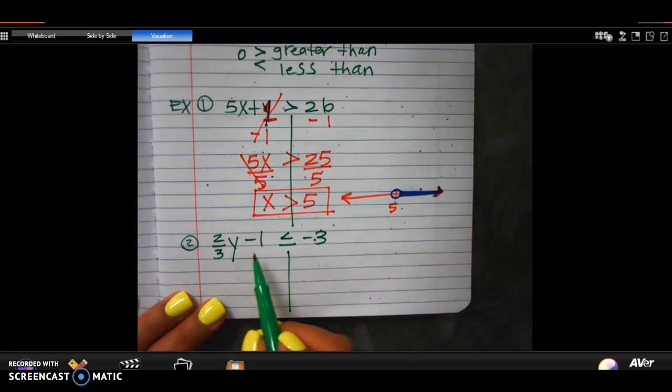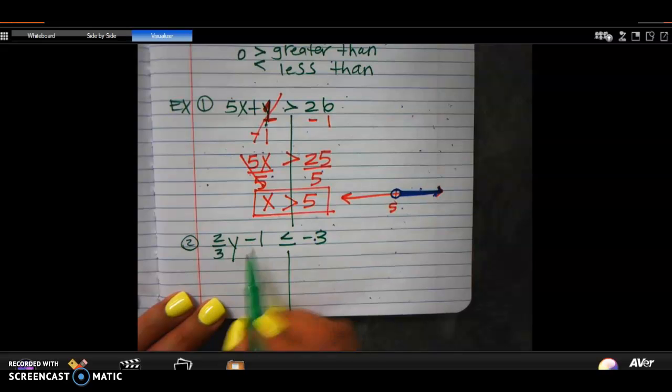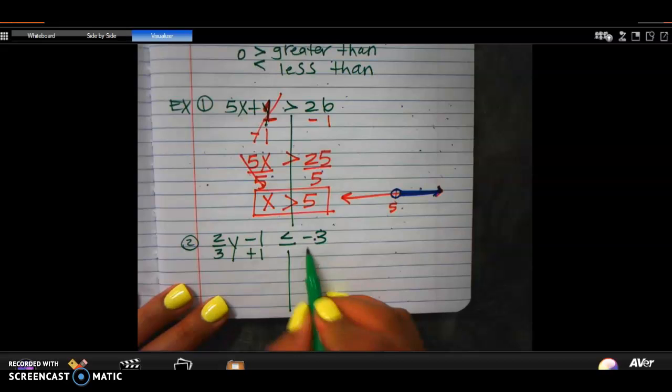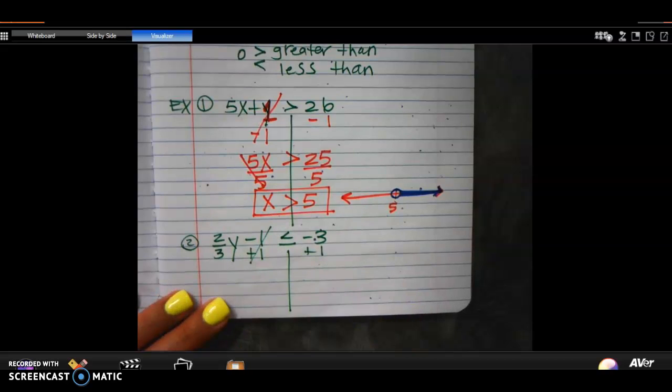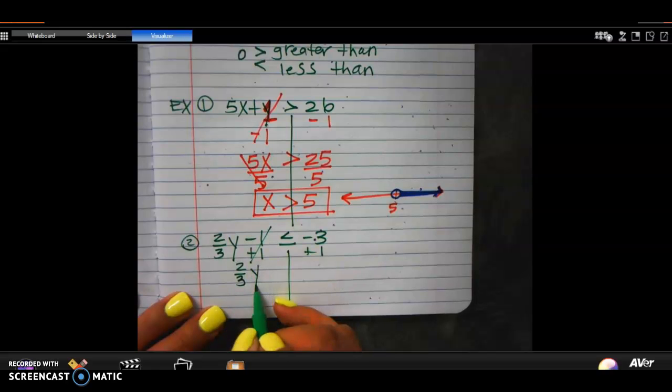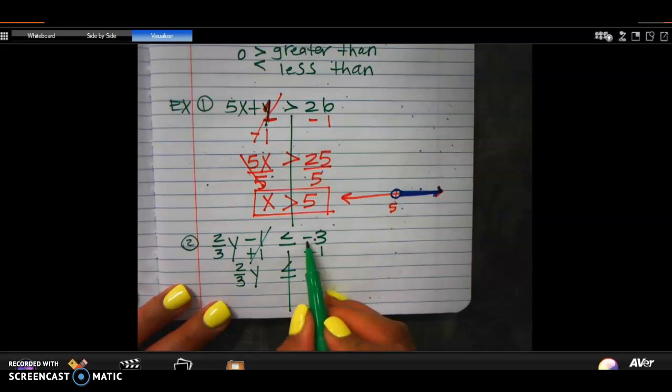I'm doing the opposite operation. The opposite of -1 would be +1, or to add 1 to both sides. This simplifies to leave me with 2/3 y. Keep my symbol facing the same direction. -3 plus 1 is a -2.